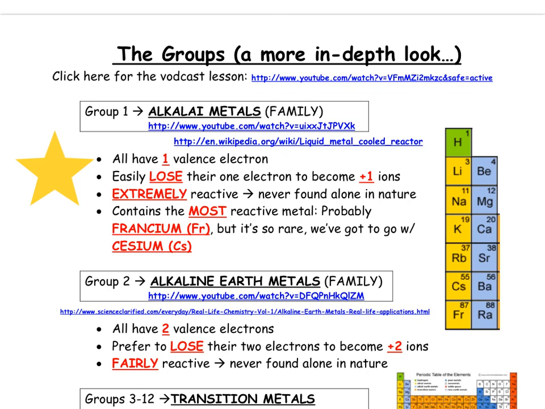Remember from the last unit, when you lose an electron, you become positive. Positive ions are called cations. So the group 2 elements form positive cations. They're also pretty darn reactive, not found alone in nature, but not nearly as reactive as group 1.